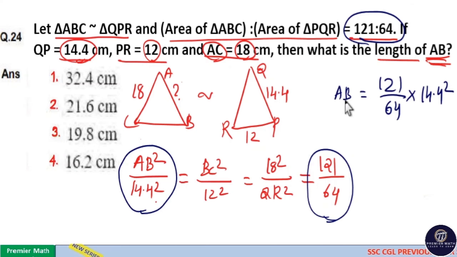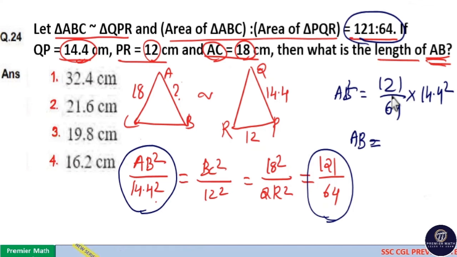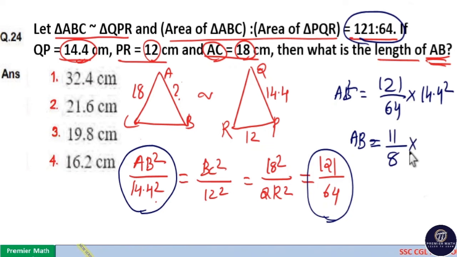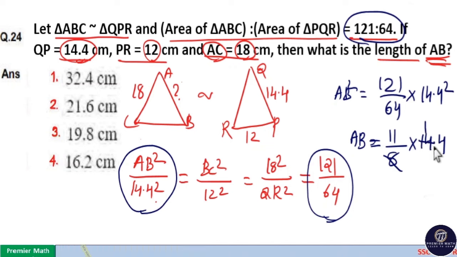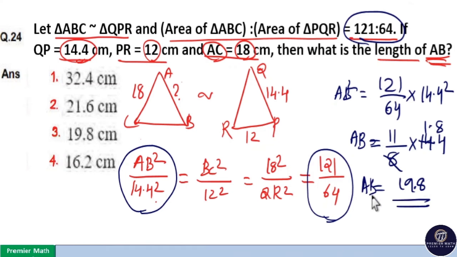Now, this is AB square. So AB is equal to, 11 square is 121, so 11, and 8 square is 64, so 8. So 11 by 8 into 14.4. Now, 8 goes 1 time in 14, remaining 6. So 8 goes 8 times in 64. So 1.8 into 11 means 11 into 18 is 198. So 11 into 1.8 is 19.8. So AB is equal to 19.8 centimeter. Option 3 is your answer.